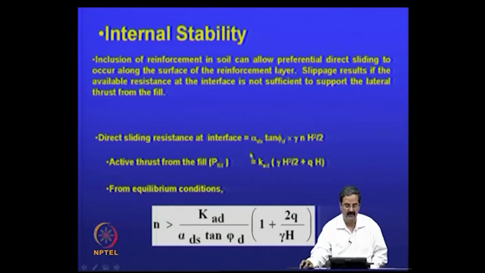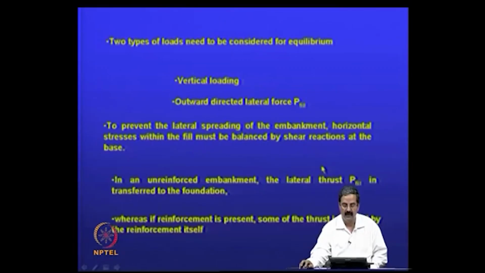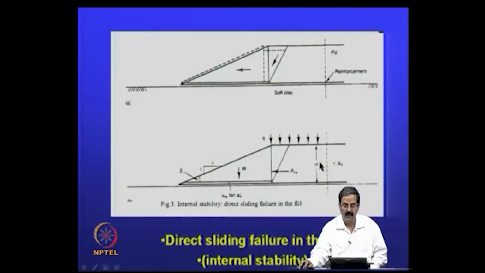And what is the active force? This is the resistance that you have from this fill, and the active force is nothing but gamma h square by 2 plus qH. qH is from the surcharge, Ka is the earth pressure. So, alpha ds tan phi d, and this is the P fill, and you have to equate both of them, right.